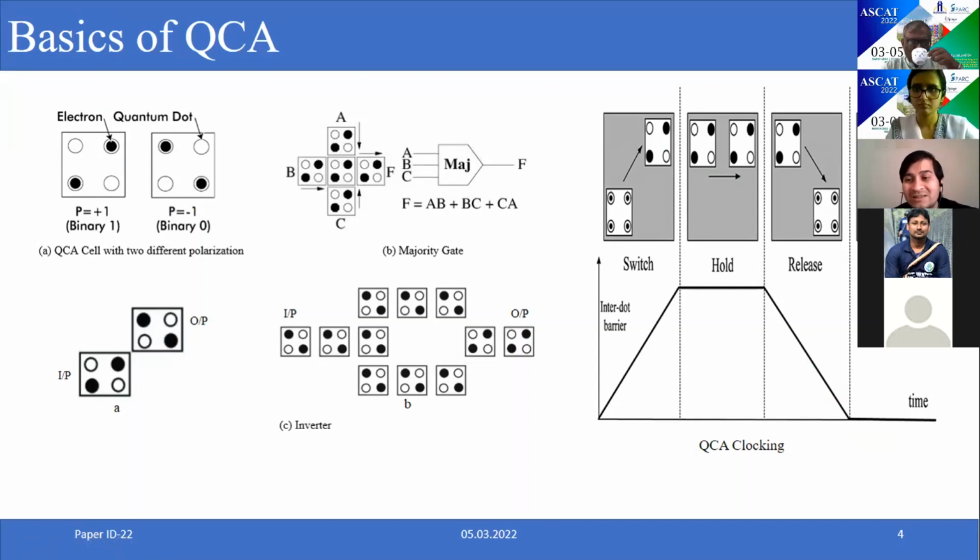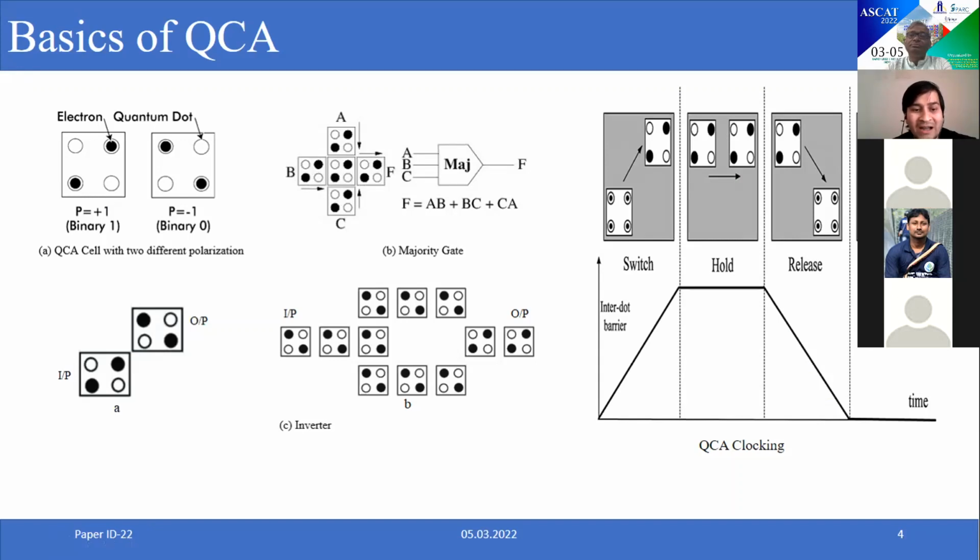Next, there are some basic gates in QCA, just like AND and OR gates in conventional CMOS technology. In QCA, the basic gates are the majority voter and the inverter. For the majority voter, we can implement the conventional AND or OR gate by fixing any one of the inputs at 0 or 1. This diagram B is for the majority gate. The inverter is another basic gate of QCA. There are many structures available for the QCA inverter, but I have represented only two. The first diagram is the diagonal inverter structure and the second is the double path inverter structure.